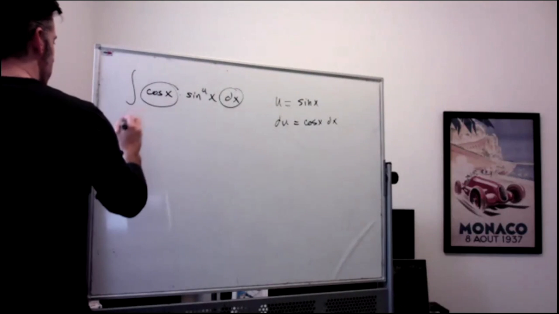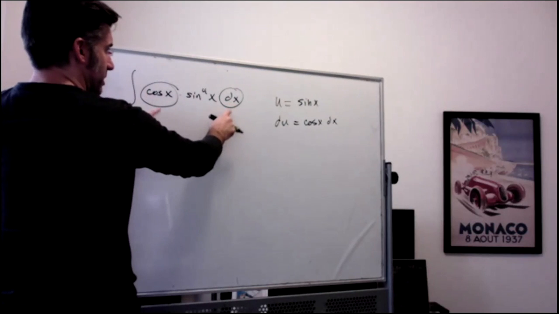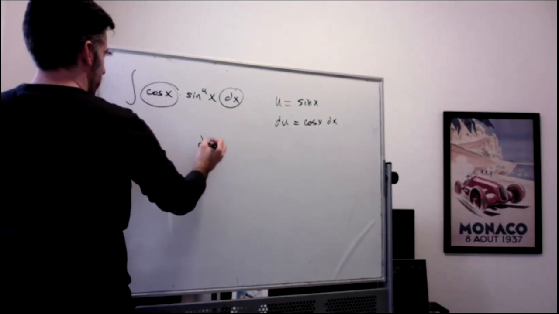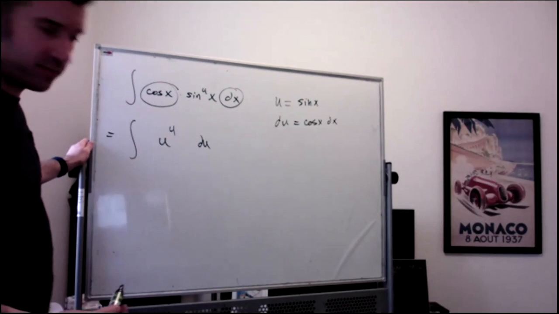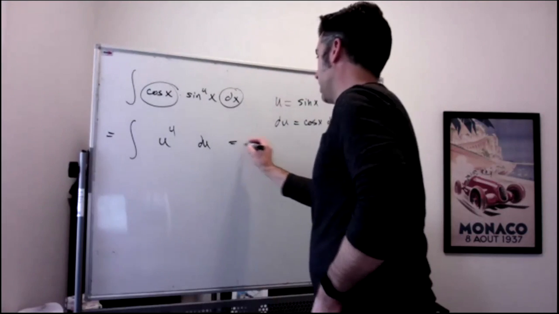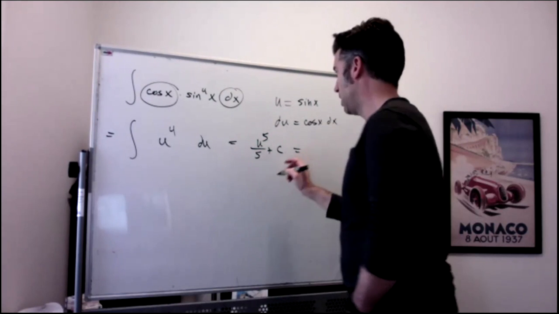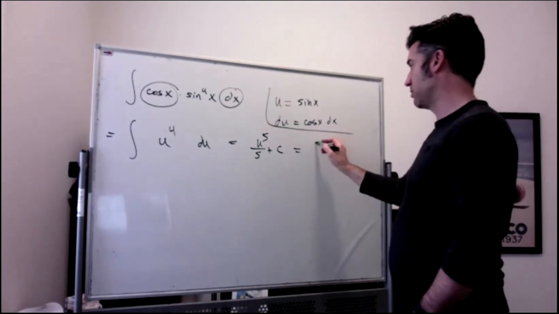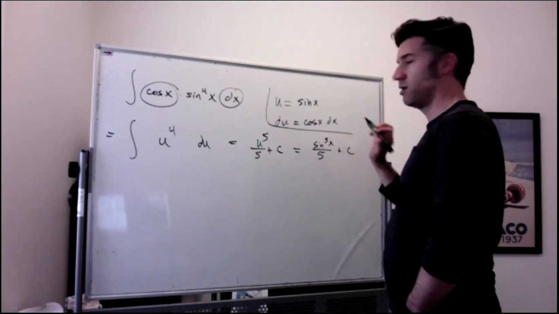So then we're going to rewrite this as the integral of, let's see, that's my du, and I'm left with a u to the 4th. So integrating that, I'm going to get u to the 5th over 5 plus c, and then u is sine of x, so it's sine to the 5th x over 5 plus c.